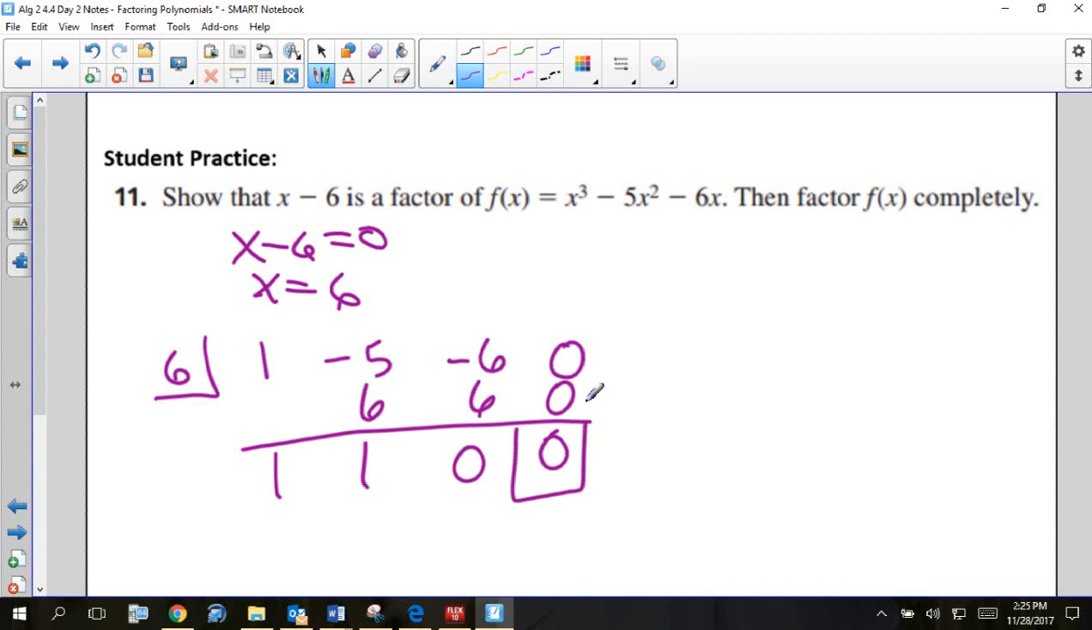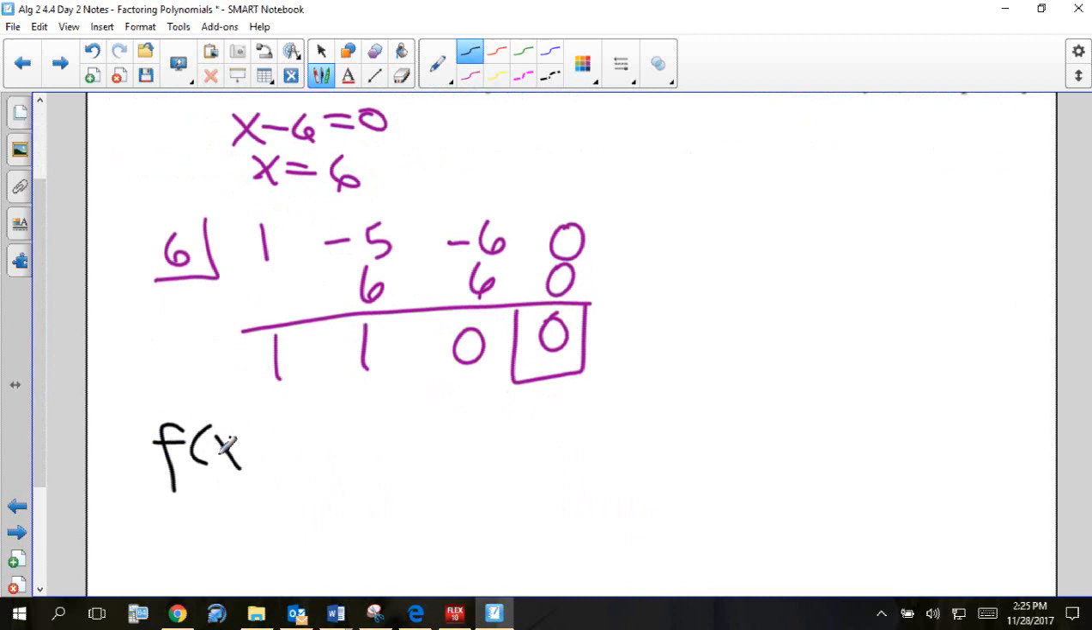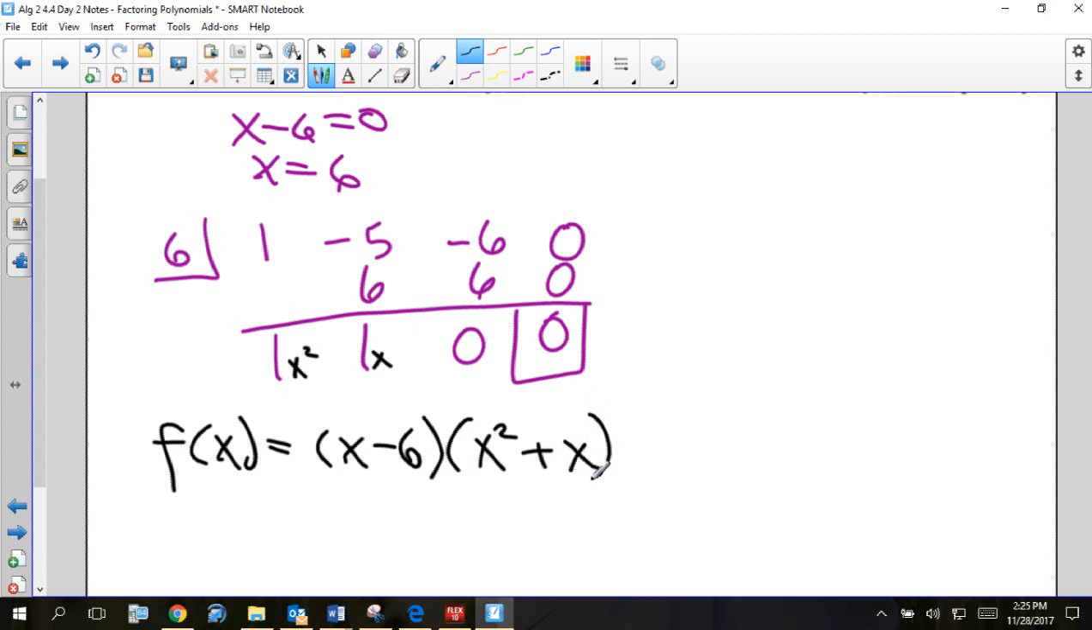So now we're going to factor it. Our first factor they gave us. So our first factor, f of x equals x minus 6. That one they gave to us. The second one comes from my synthetic division. Remember the first number goes down a degree, so it was x cubed. This is now x squared. That will be x. And I don't need to put the 0.